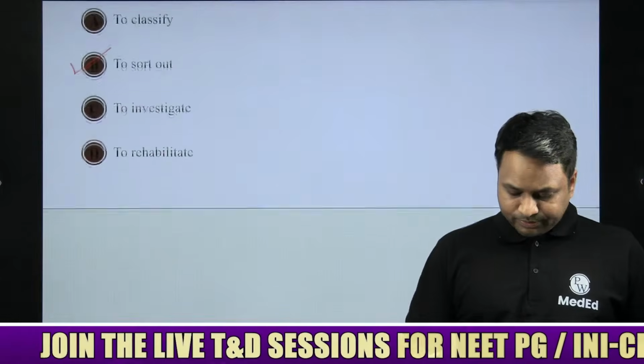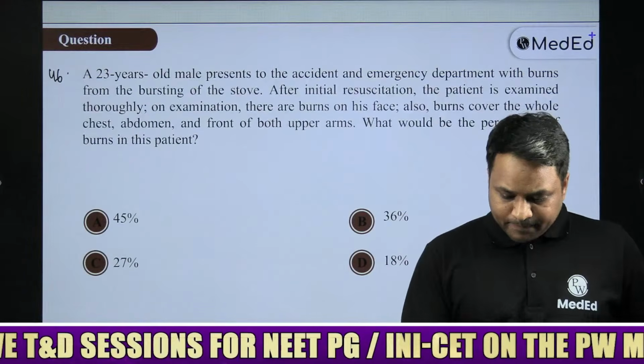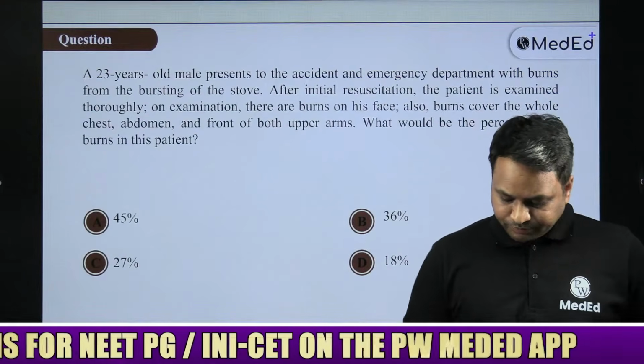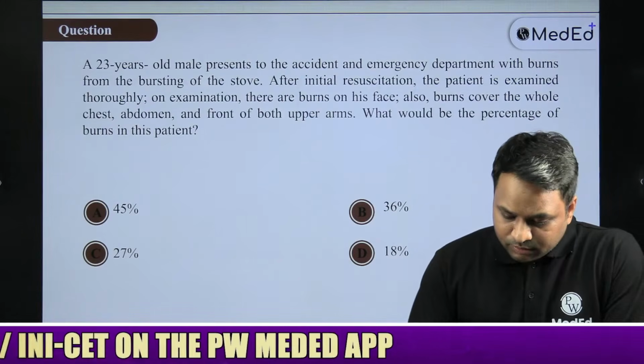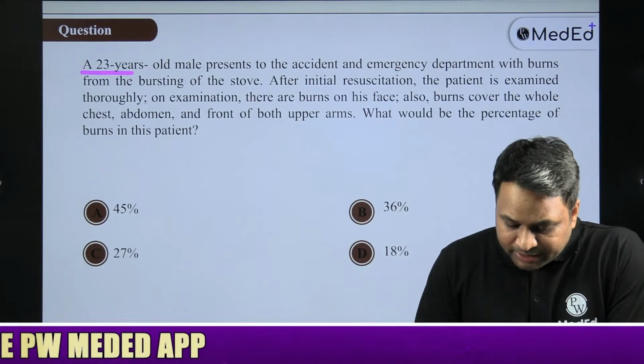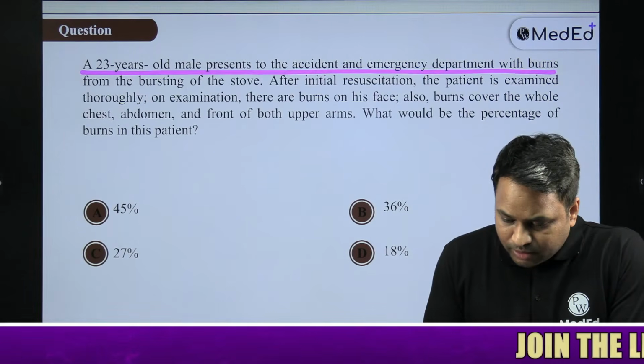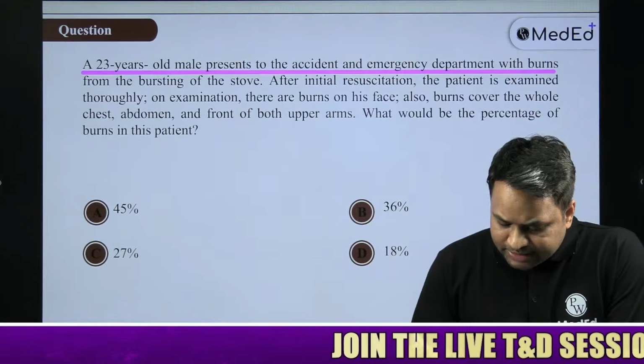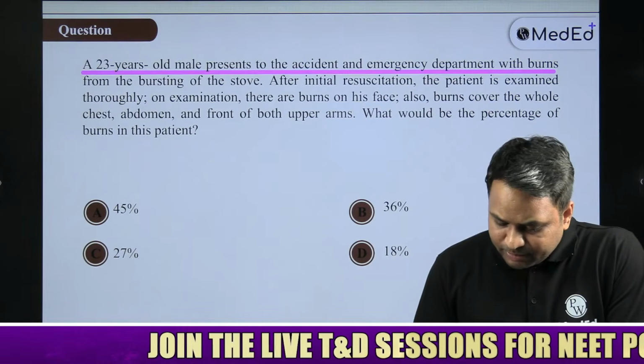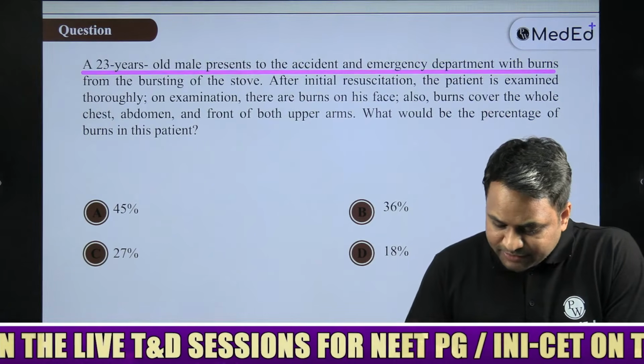This is your triage. Going on to the next question. What do you have? I have a 23-year-old male who presents to the accident and emergency department with burns from bursting of a stove. After initial resuscitation, the patient is examined thoroughly, on examining the burns on his face.